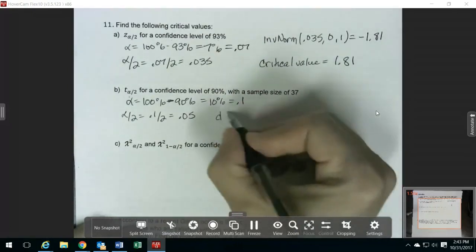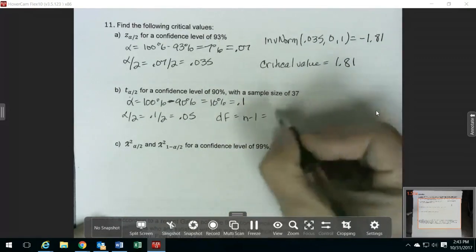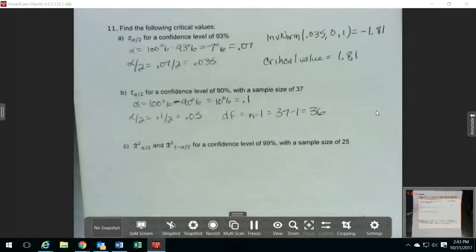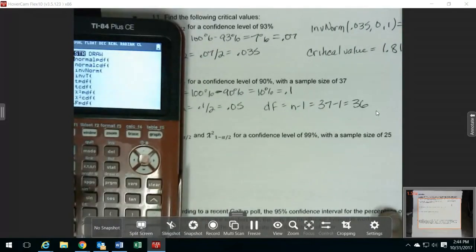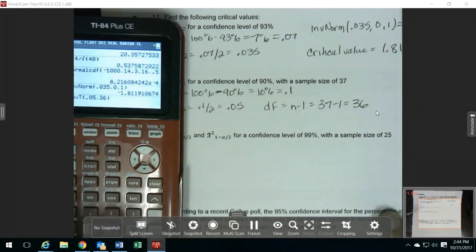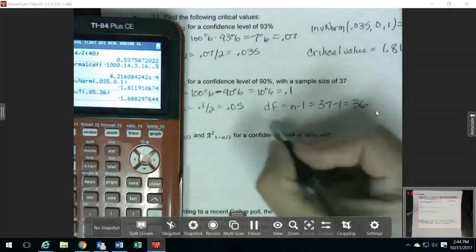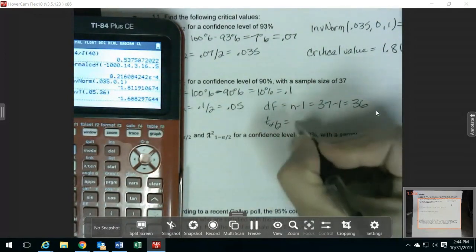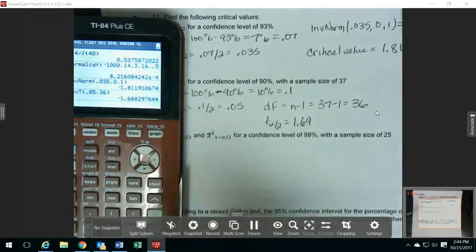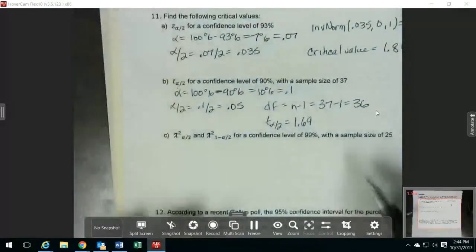And then for our degrees of freedom, this is n-1. Our sample size was 37. So that means our degrees of freedom is 36. On the calculator, we're going to do the inverse T function. And then for the area, we're putting in 0.05. For the degrees of freedom, we're putting in the 36. So this value is 1.69. And again, all I'm doing is taking off the negative that came up on the calculator.